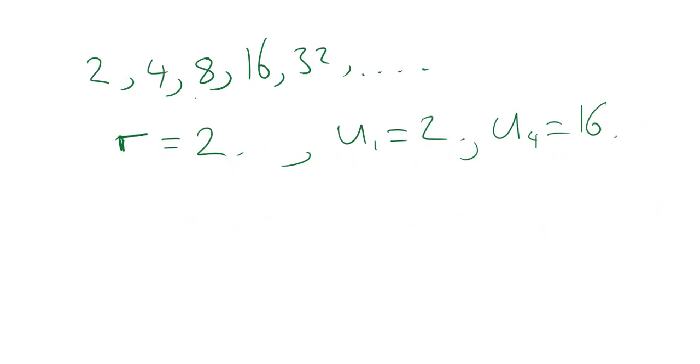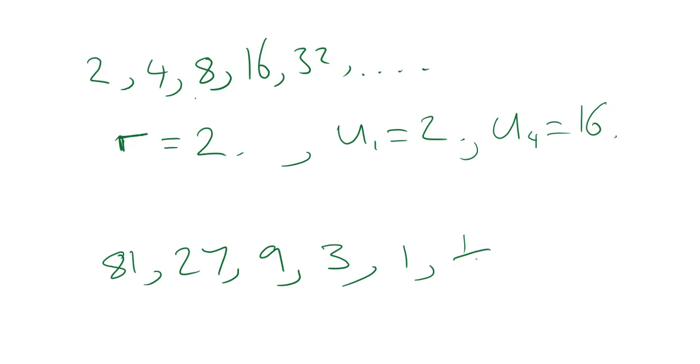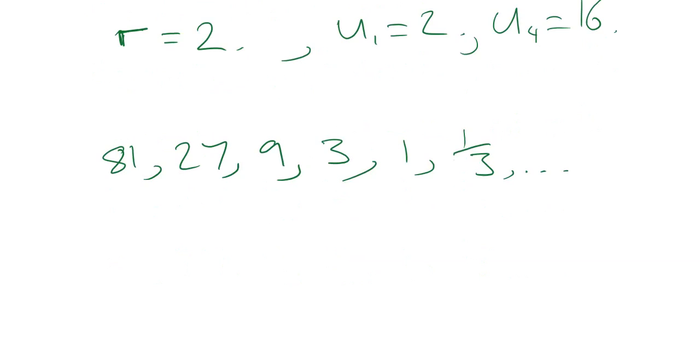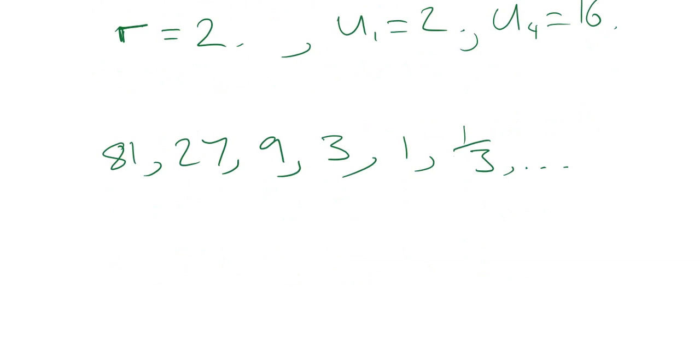Now, what about if I had something a little different? So, for example, 81, 27, 9, 3, 1, a third. You get the idea, okay? Is that geometric? Well, yes, it is, okay? And what is the common ratio this time? R is a third. I multiply 81 by a third to get 27. By a third, 27 to get 9. By a third from 9 to get 3, and so on and so on. So in this case, R is a third, and U1 in this case is 81 again, for example.